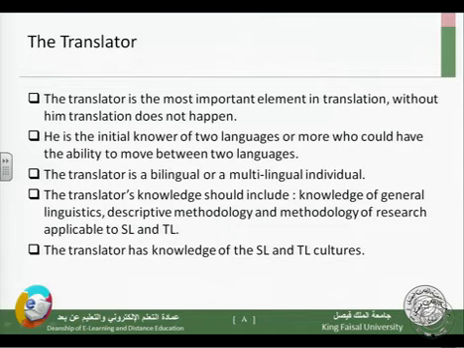He is the initial knower of 2 languages or more. He has the ability to move between 2 languages. The translator is a bilingual or a multilingual individual. The translator's knowledge should include knowledge of general linguistics, descriptive methodology, and methodology of research applicable to source and target language. The translator has knowledge of the source language and the target language and cultures.